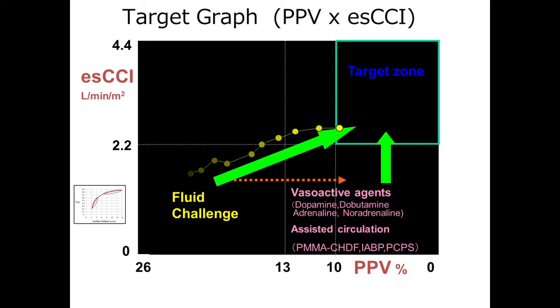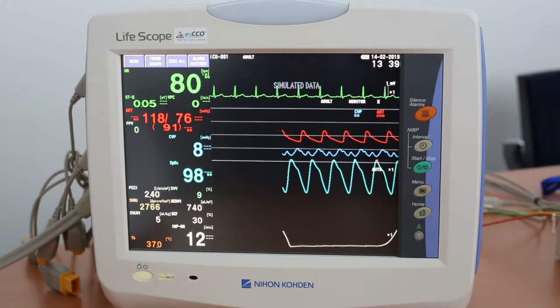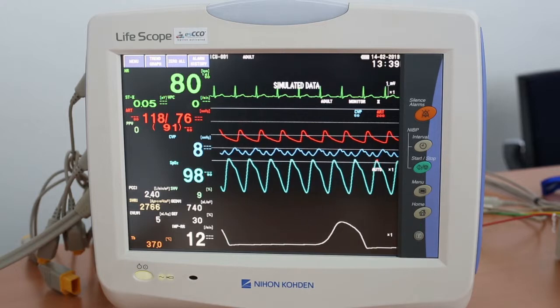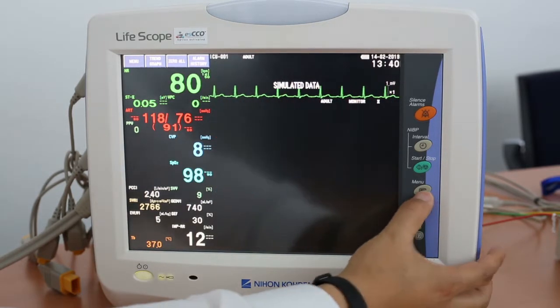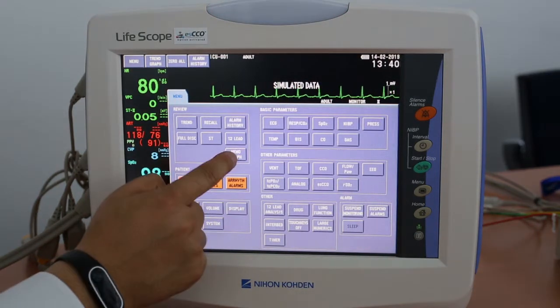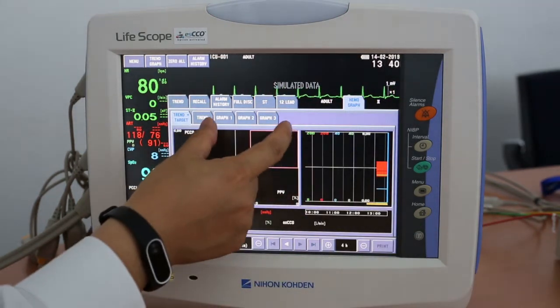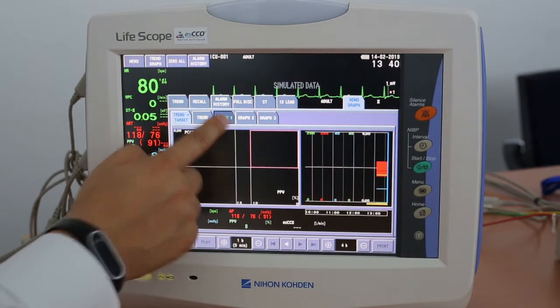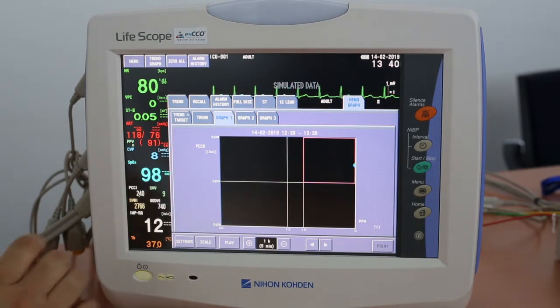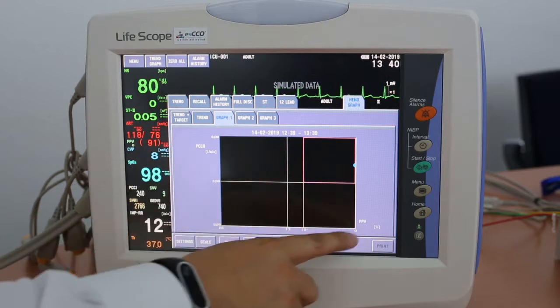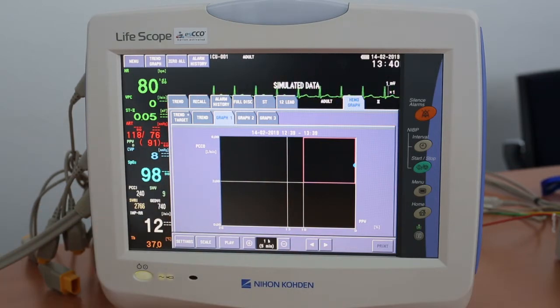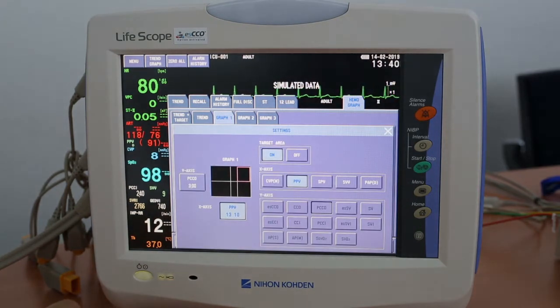So this is a very nice tool for doctors to visualize the combination of the parameters. According to this hemodynamic graph, we can see on the monitor, go to the menu, and there's the hemograph. We can touch here and we can see these three graphs. If we go here, the setting is PiCCO and PPV. We can change these parameters by going to the setting here.